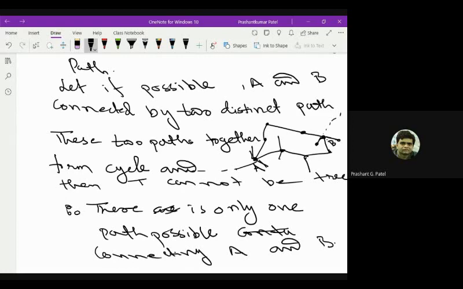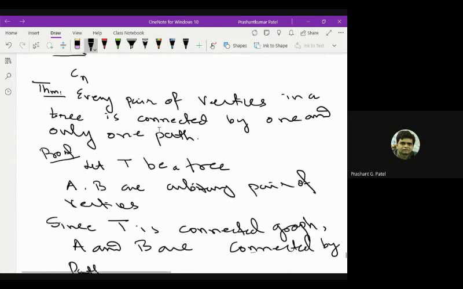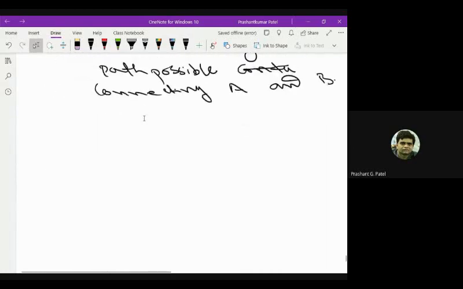The converse of this result is true. How can you state the converse? If there is only one path between every pair of vertices in a graph G, then can you say that G is a tree? Is the converse of this result true? Let me state, yes, that is also true. The theorem is like this.